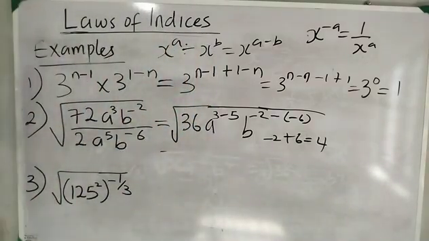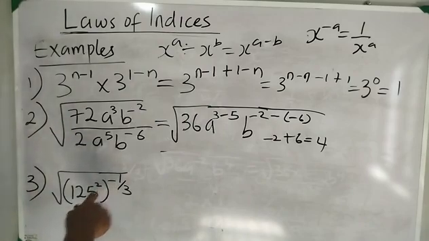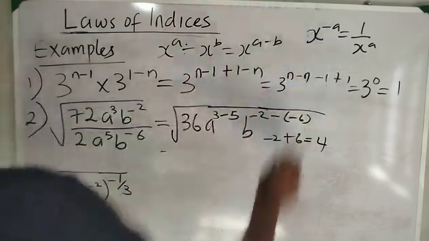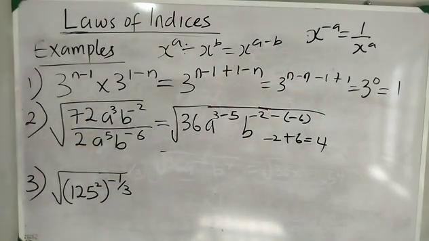We have 125 squared raised to the power minus 1 over 3, all squared. What do we do? First step, always remember to take care of the negative power. How do you take care of a negative power? You apply law 4. So what does that law tell us? When we have a negative power, bring everything under 1.